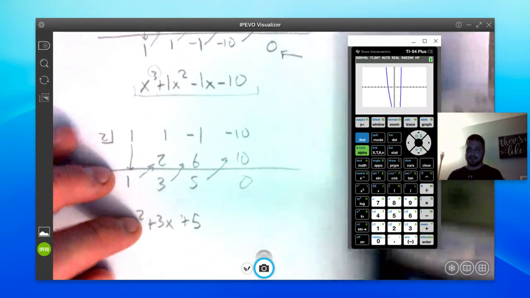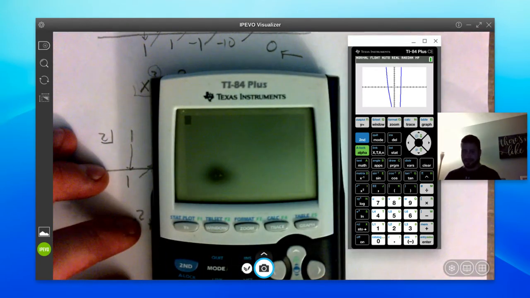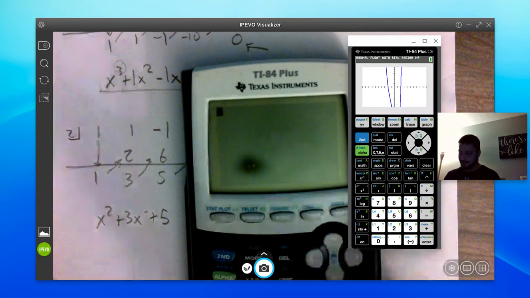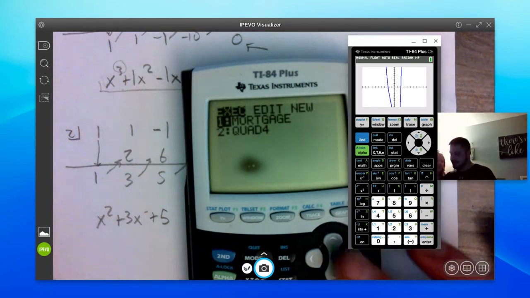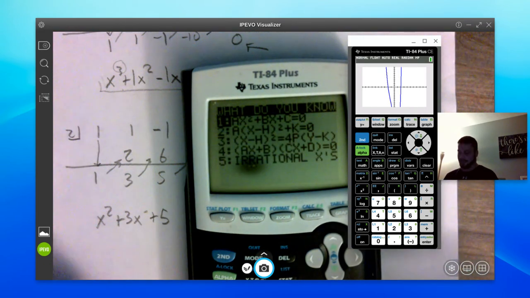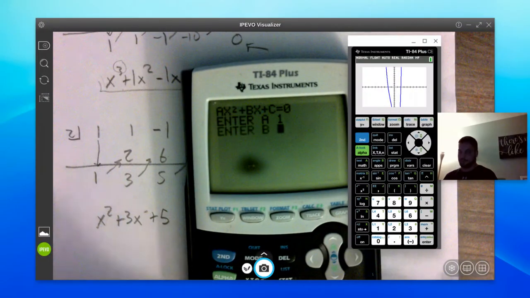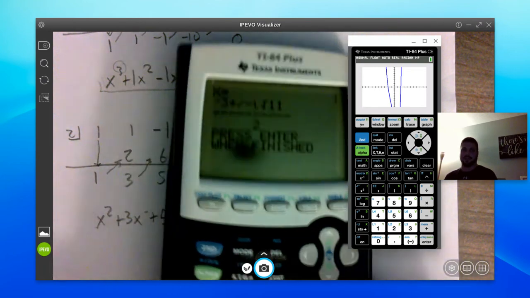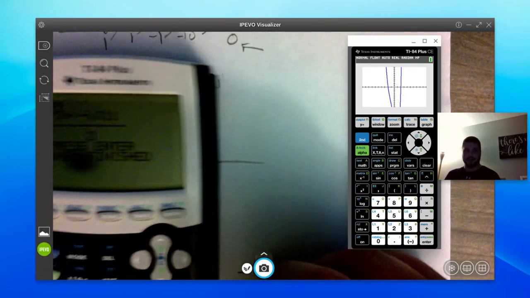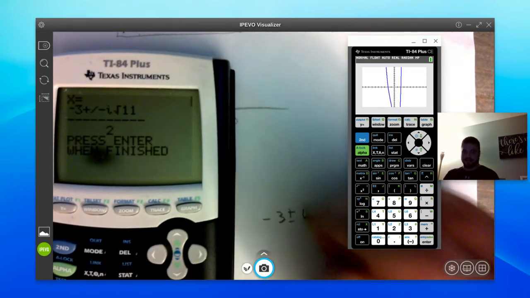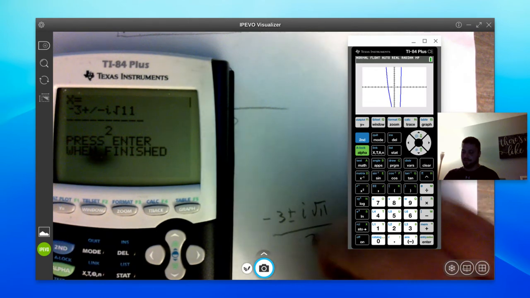Okay, so now, guys, as you can see, I'm just going to type this into my calculator, into the John Rick program here. So I'm going to go to program, and I'm going to type in A is 1, B is 3, C is 5. And my final two roots are negative 3 plus minus i radical 11 all over 2.